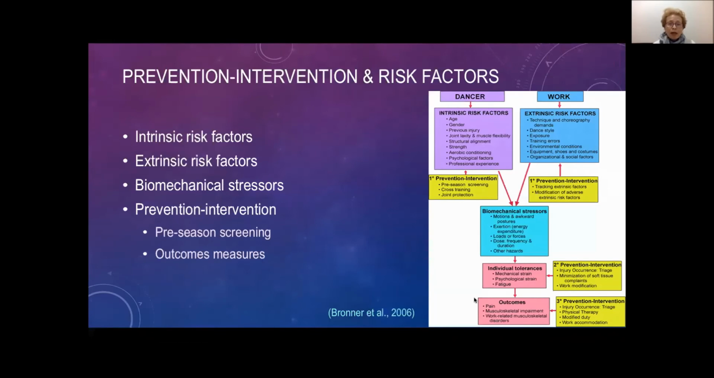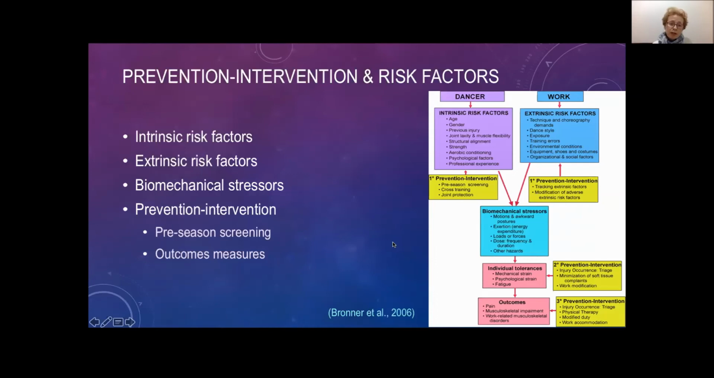Prevention, intervention, and risk factors. Over here are the intrinsic risk factors that we want to consider in the dancer. And to the right are the extrinsic work risk factors related to the dance style, the technique, and the choreography. Those two are going to interact into our biomechanical stressors with our motions and awkward postures. So one of the first places we intervene is preseason annual screening. And then we have also developed an outcomes tool that I'll talk about later.